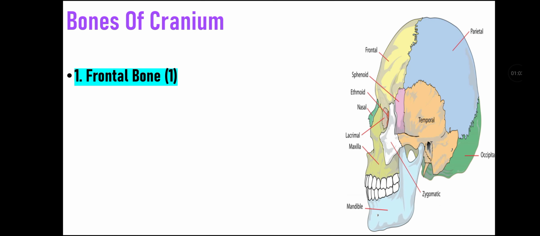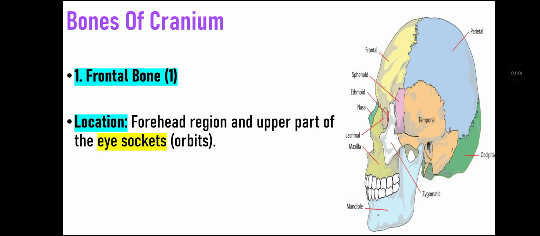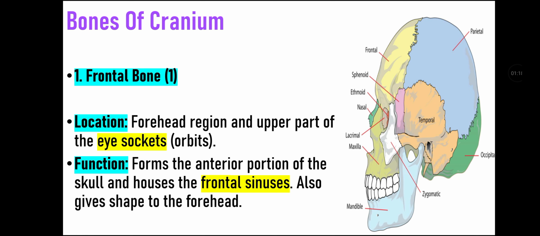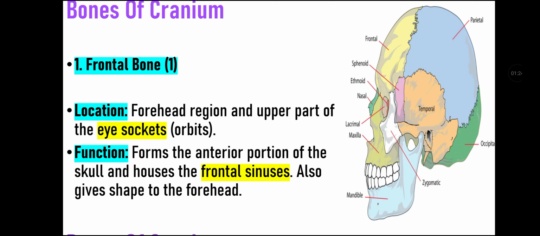First we have is frontal bone. As you can see here in a diagram, the yellow color bone in front is frontal bone. It is unpaired bone. That means there will be only one frontal bone in every skull. It is located in the forehead region and upper part of the eye socket. Function. Its function is to form the anterior portion of skull and house the frontal sinuses. It also gives shape to the forehead.